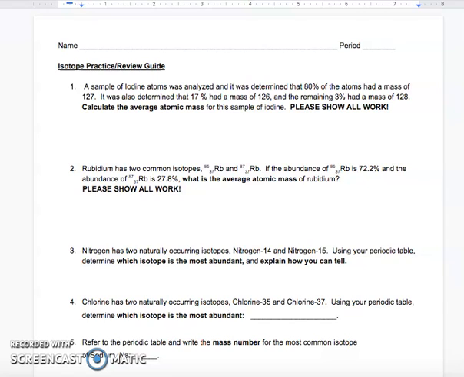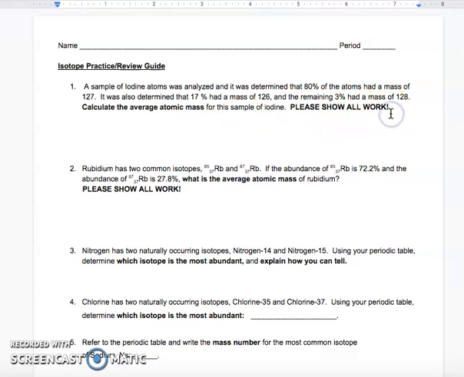Okay, so in this video, we're going to be looking at the isotope review guide for your test that's on either Thursday or Friday, depending on what group you're in, A or B. So it's all that math stuff that we've been looking at using that formula where you multiply the mass times the percent abundance and divide it by 100.